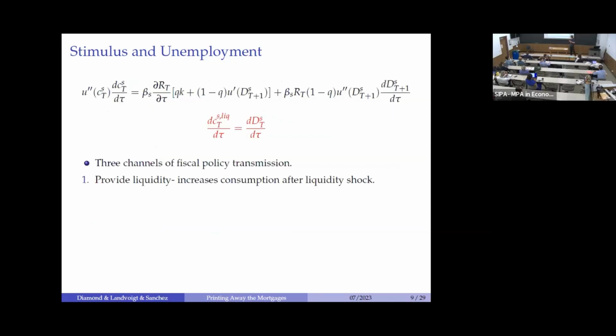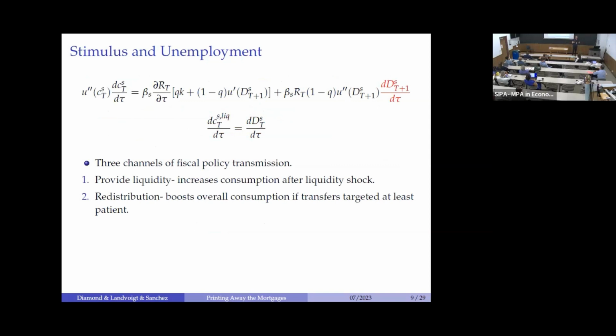So the simplest channel of transmission is just liquidity provision. If I send you a bunch of checks and you're in a bad liquidity shock state, you're going to consume your check, and therefore consumption demand is going to go up. The next thing we're going to have is a redistributive effect, where the households that get more deposits are going to save some of them, and that's going to affect their future marginal utility and consumption.